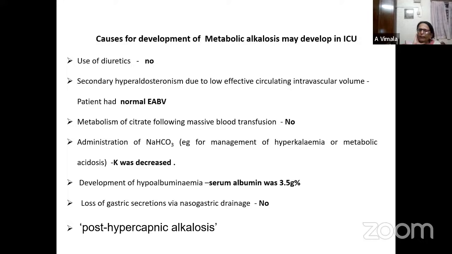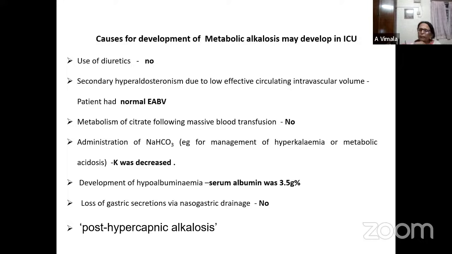not the cause. If the patient had received a blood transfusion, the citrate used for blood transfusion can get converted to bicarbonate, producing alkalosis. No history of blood transfusion. Administration of bicarbonate for the management of hyperkalemia or metabolic acidosis. Here there was no hyperkalemia, the patient has hypokalemia, so that is not the cause. Hypoalbuminemia can really produce alkalosis, but the albumin was surprisingly normal. Loss of gastric secretions via nasogastric tube. There is no history of vomiting. There is no nasogastric suction. So none of these causes were there.